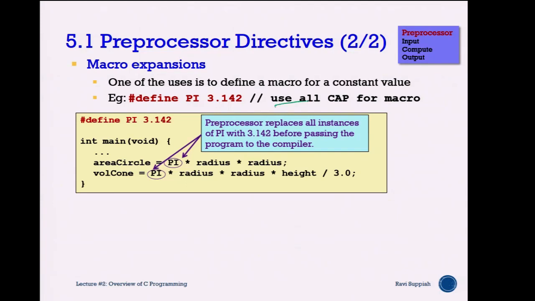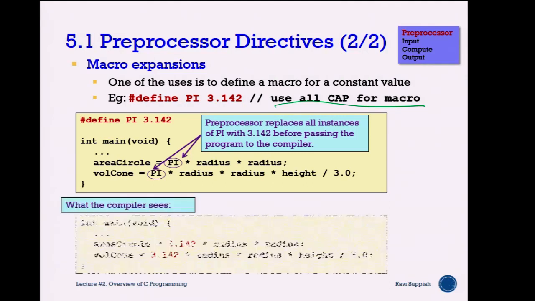Using all capitals for macros is a recommendation. It's a guideline, not compulsory. Why they say use all caps is so that when you look at your code, it's very obvious which one is a variable and which one is a macro. So it's easy for you when you do your debugging that you can differentiate easily between a variable and a macro.